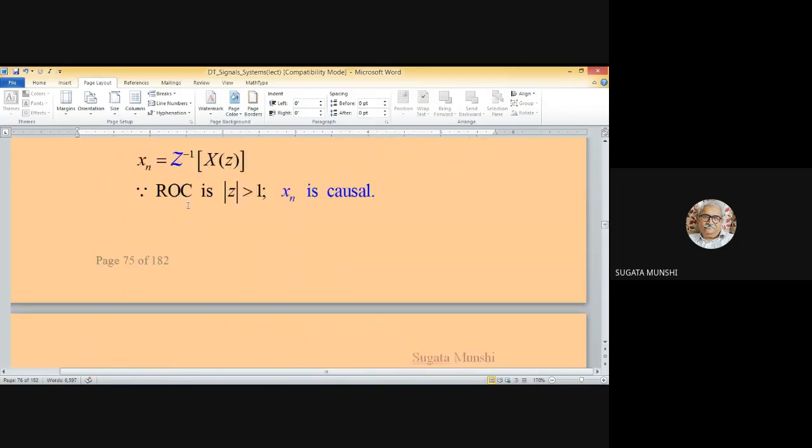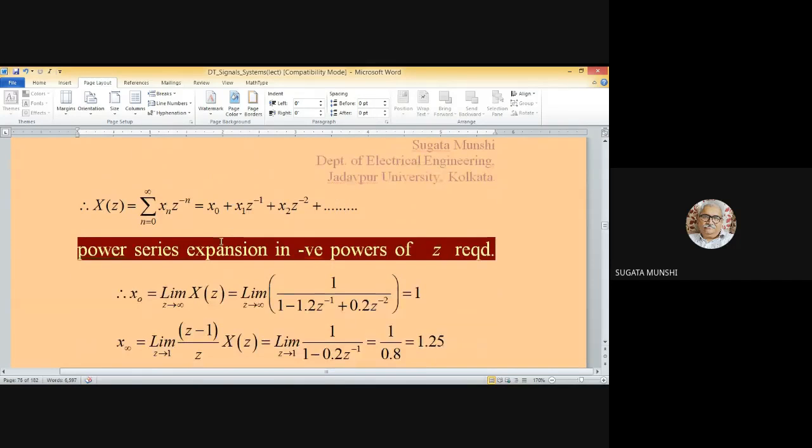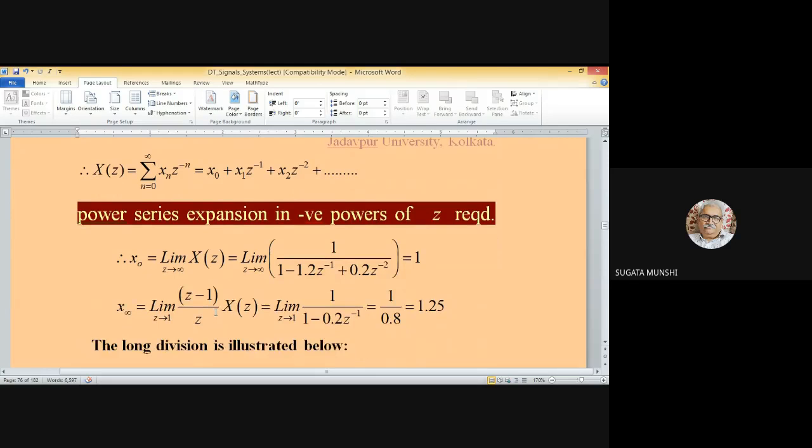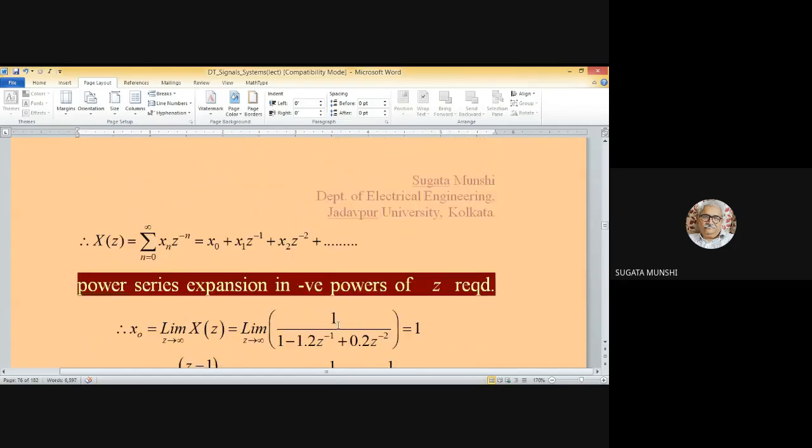Therefore, what I mean is that because it's causal, X(z) has to be expressed in this form. All right. Before the power series expansion, I have applied the initial and final value theorems to find the initial value x0, which comes out as 1, and the final value, which comes out as 1.25. I am illustrating the long division below.